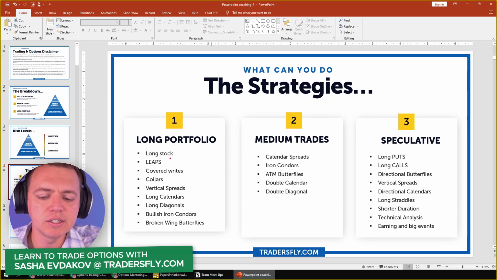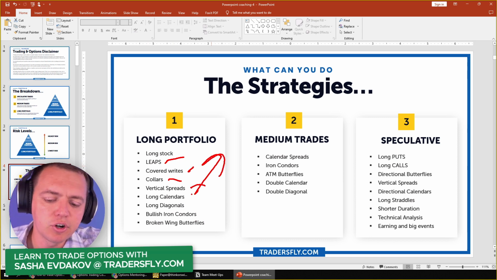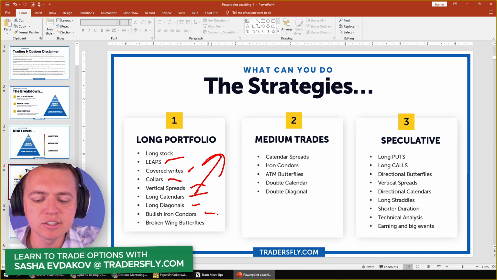You could do a lot of different things. I'm not a huge fan of LEAPS, but let's say anything bullish right here could be collars, covered calls, LEAPS, long stock, vertical spreads, long calendars, diagonals, bullish iron condors, broken wing butterflies.